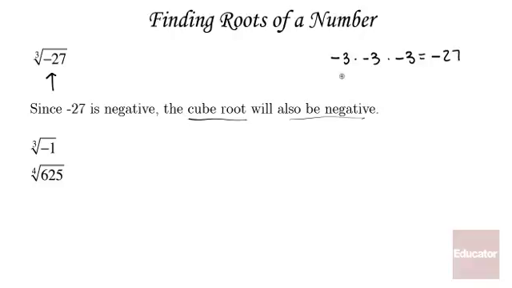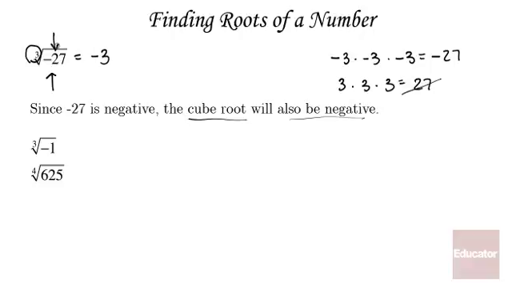If we'd only taken the positive 3 times 3 times 3, that would give you a positive 27, which is not what we want in this case. So we would say the cube root of negative 27 is negative 3. Because if you take the factor negative 3 and multiply it 3 times, you would come up with negative 27. So since negative 27 is a negative number, the cube root will also be negative.